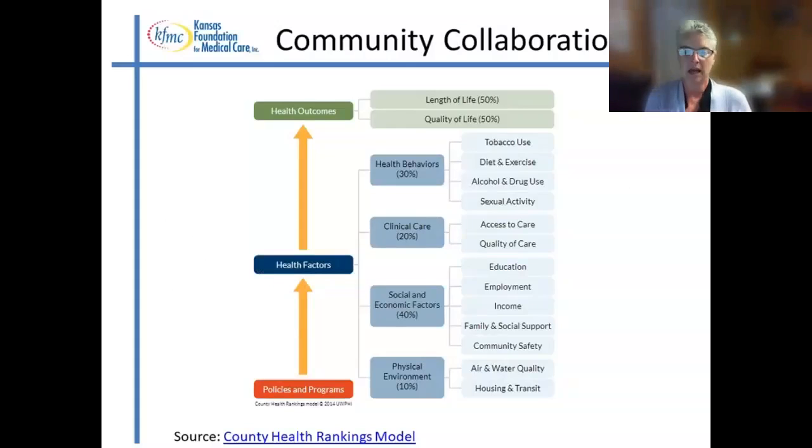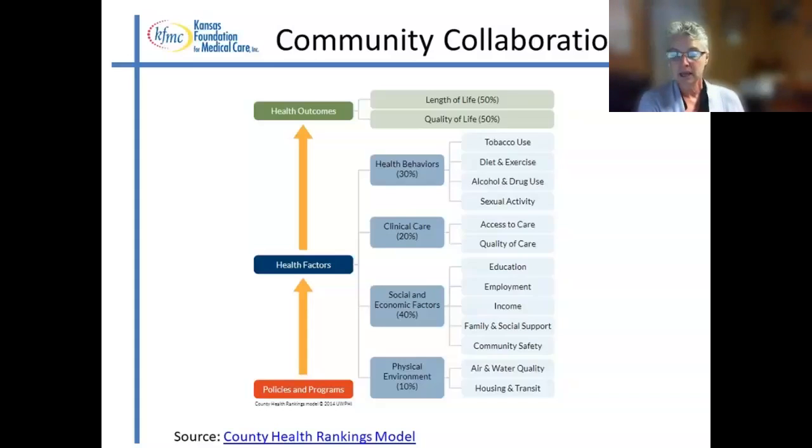So let's talk a bit about why community collaboration is important to your practice and patients. So this slide is the county health rankings model. And this graphic indicates that clinical care contributes only 20% to the health factors that actually impact health outcomes. Social and economic factors contribute twice that much at 40%. So no matter how great the care is that you deliver to the patients when they're in your office, in your building, if their basic needs are not met, their health outcomes will not improve.